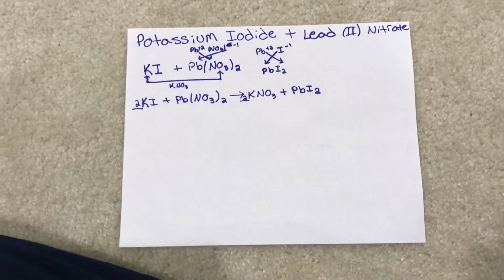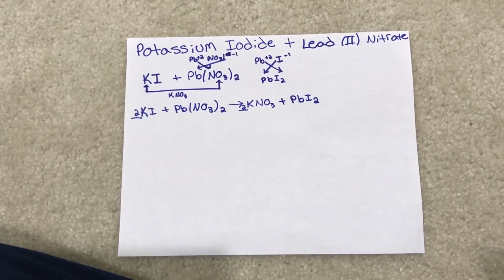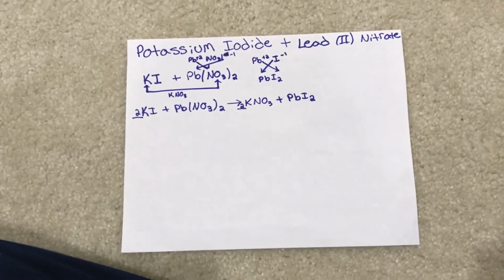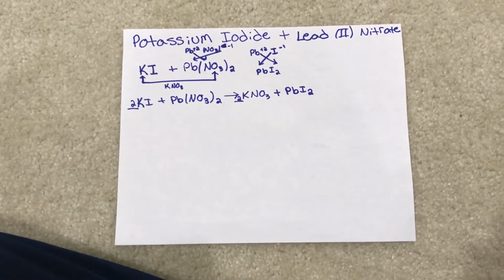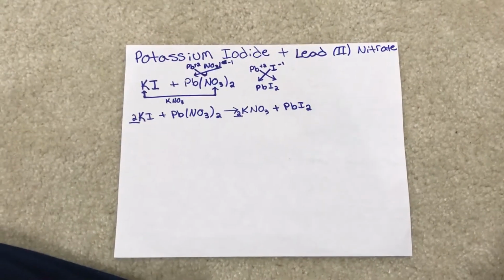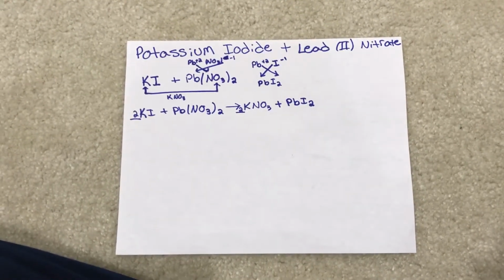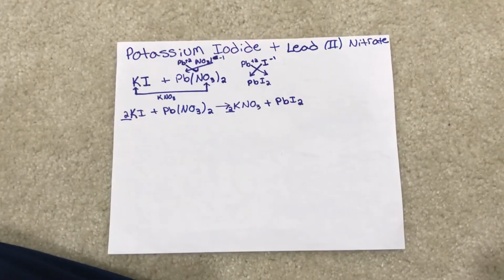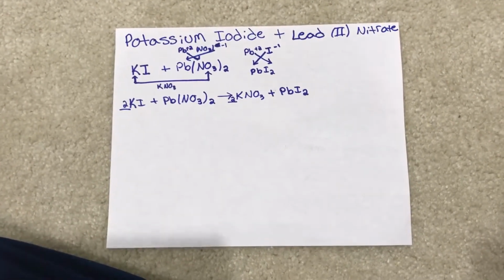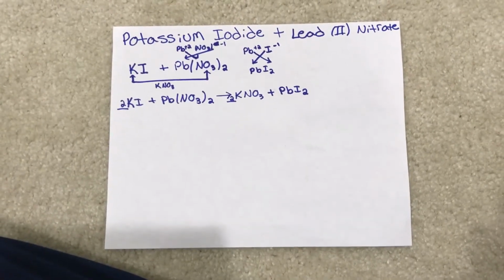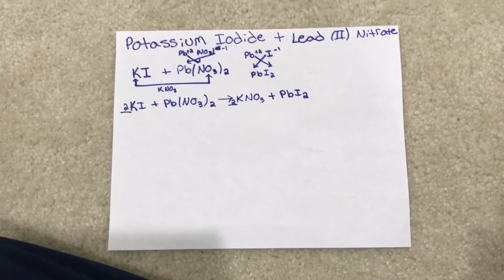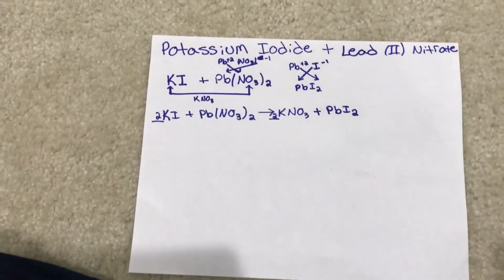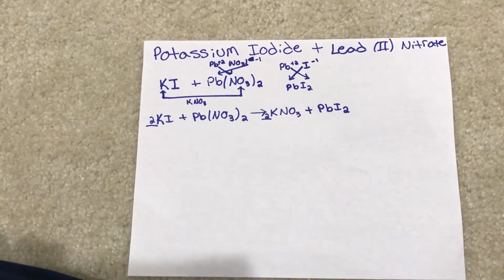Alright, so the third part of the experiment was potassium iodide plus lead 2 nitrate. So potassium iodide is KI and lead 2 nitrate is Pb(NO3)2. We get Pb(NO3)2 because when we crisscross the charges, Pb has a +2 and NO3 has a charge of -1. So when we crisscross those, we get Pb(NO3)2.